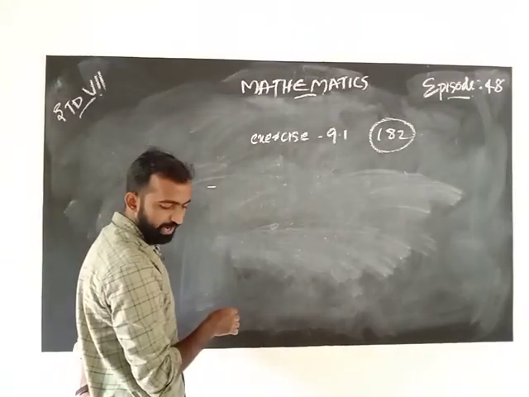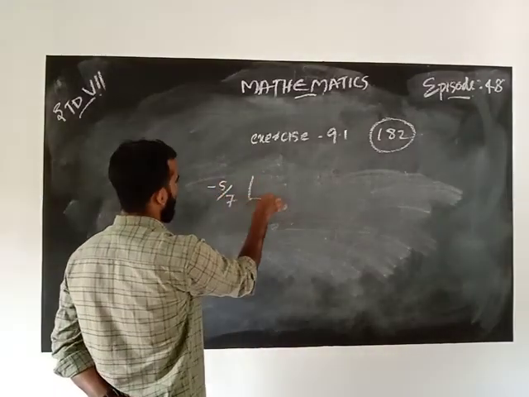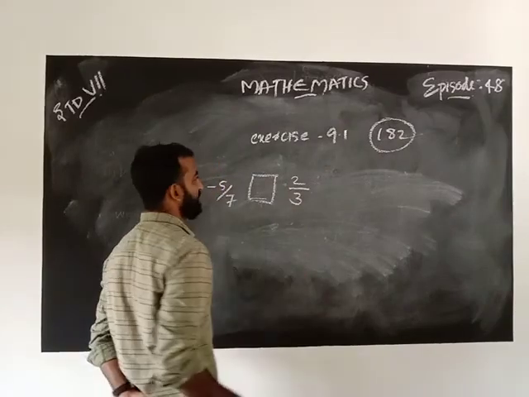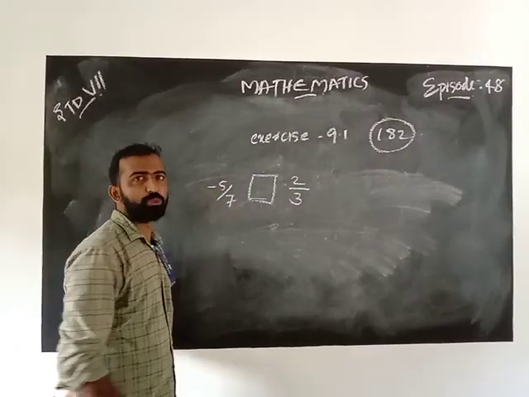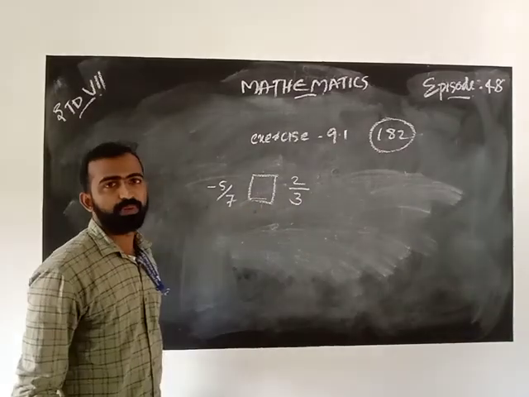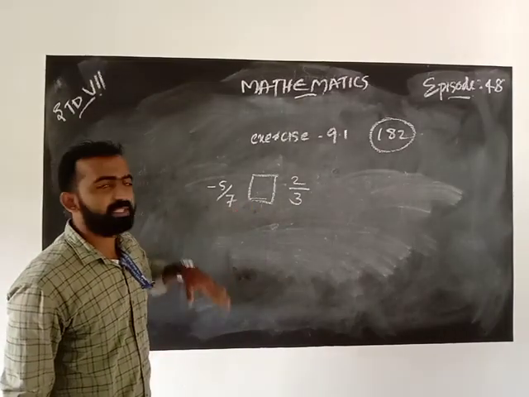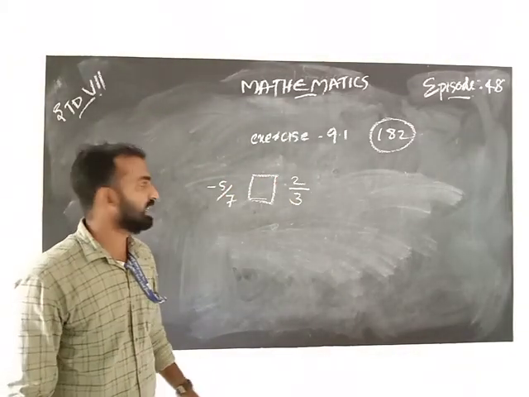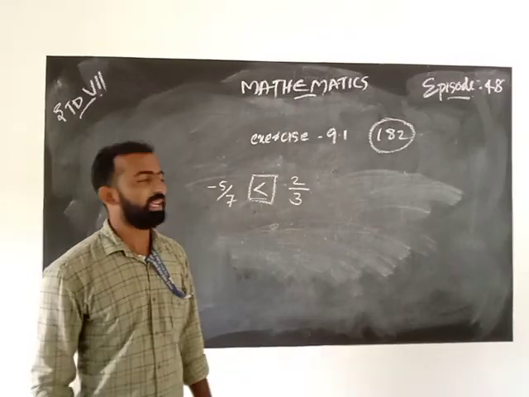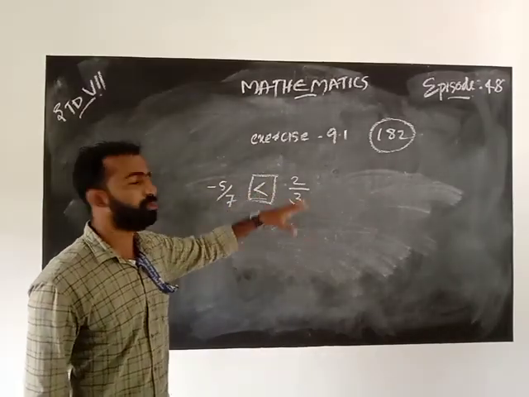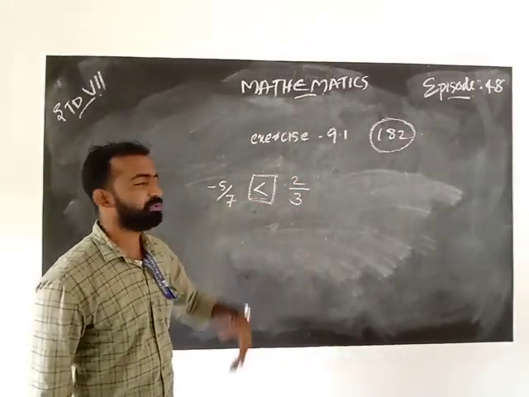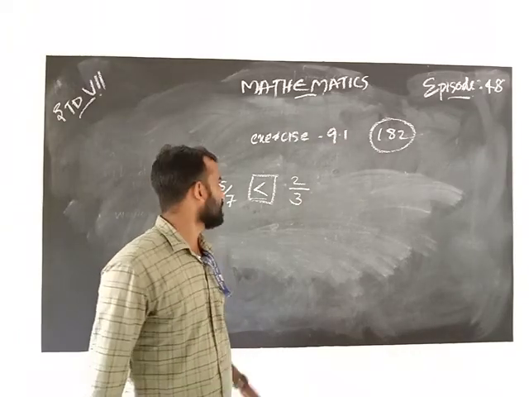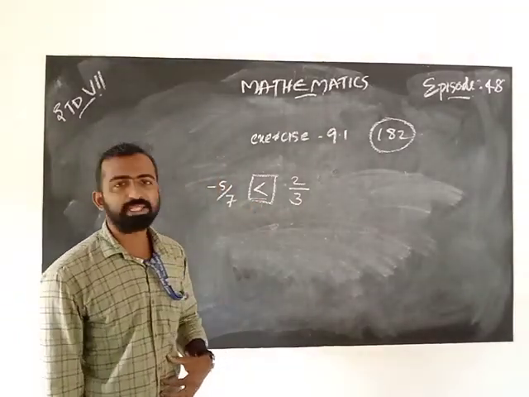Negative 5 by 7 and 2 by 3. When we look at these two rational numbers, we can understand this is a negative rational number and this is a positive rational number. That is suitable. Negative 5 by 7 is less than 2 by 3. The bigger one is 2 by 3, and this one is a negative rational number. So the symbol is less than.